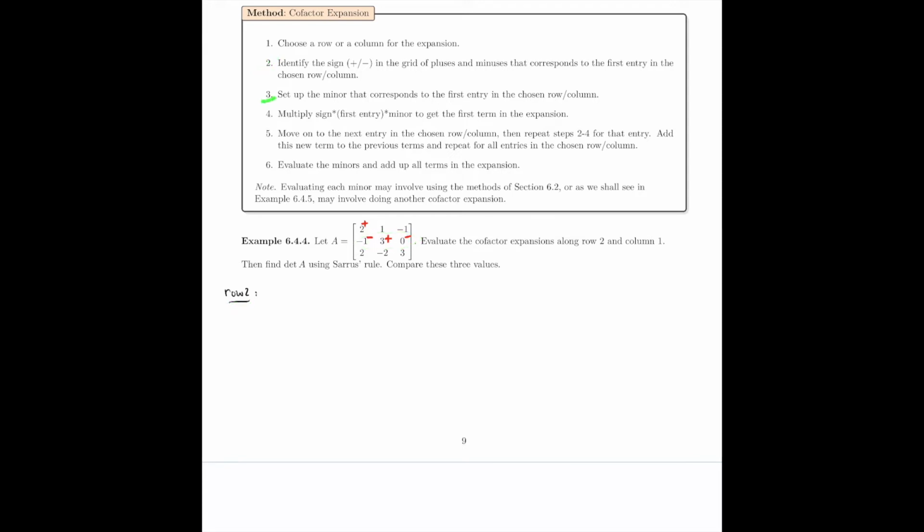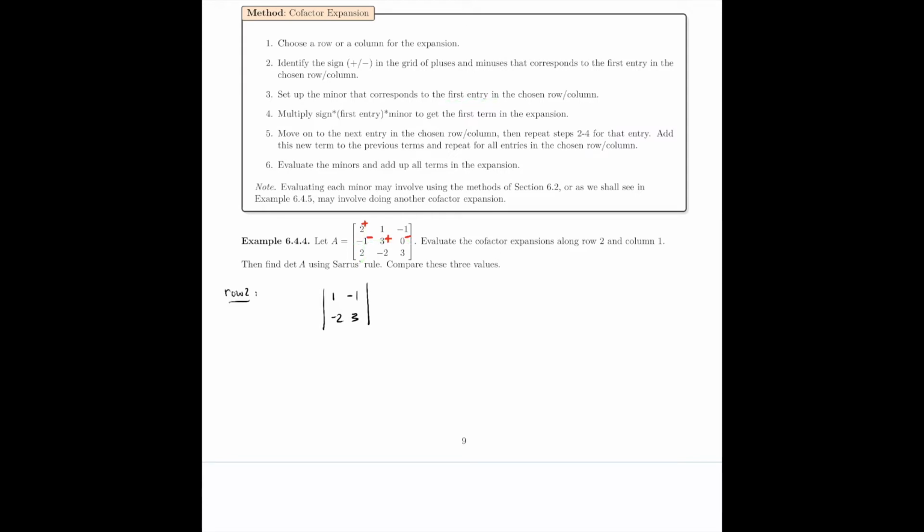Now this third step is set up the minor that corresponds to the first entry. So the first entry is here. The minor is when I delete the row and column that entry is in. So the minor is going to be the determinant of the matrix that is left. And so we're looking at the minor as the determinant of 1, minus 2, 3. So the third step is done. We've set up the minor that corresponds to the first entry in our row.